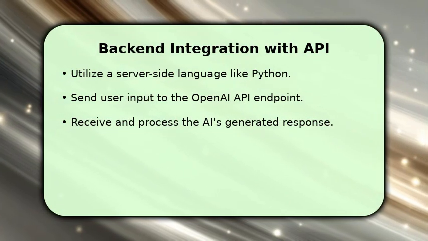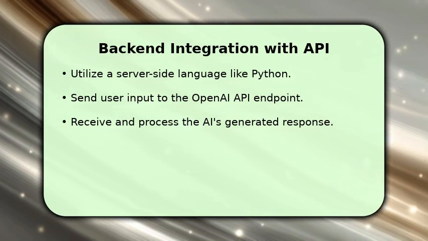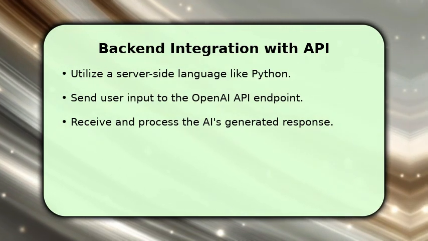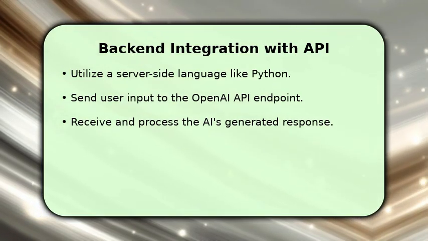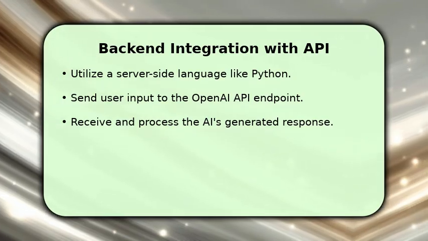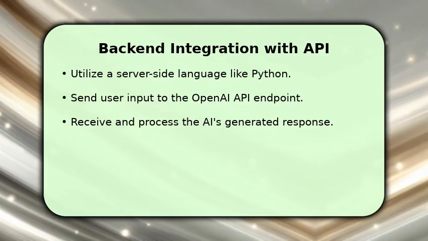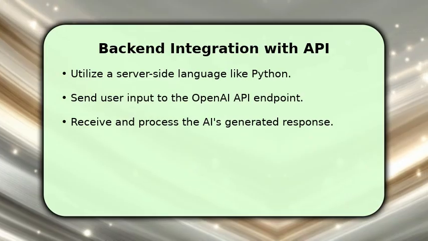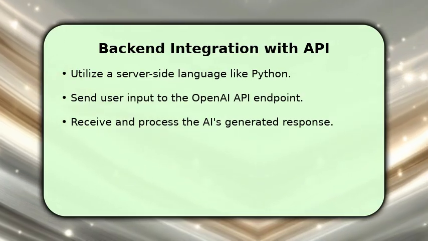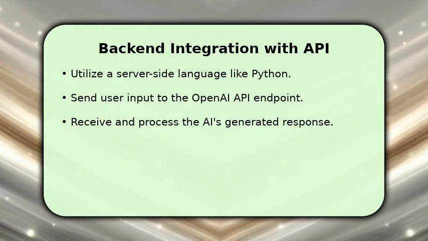Next, you'll integrate the API on your website's backend. This typically involves using a server-side language such as Python or Node.js. Your backend code will take user input from your website, send it to the OpenAI API, and then await the AI's response. It's crucial to handle this communication securely and efficiently, ensuring data privacy and optimal performance for your users.